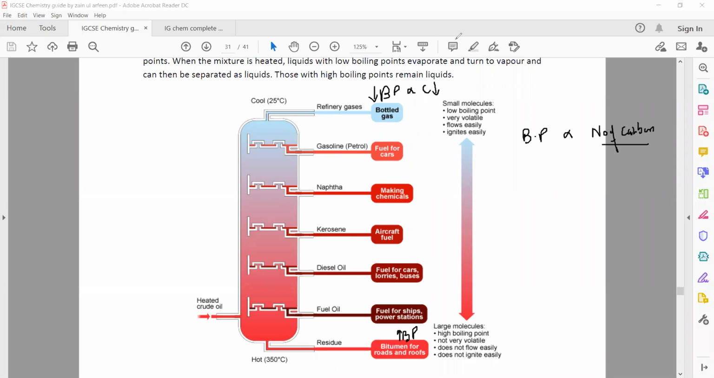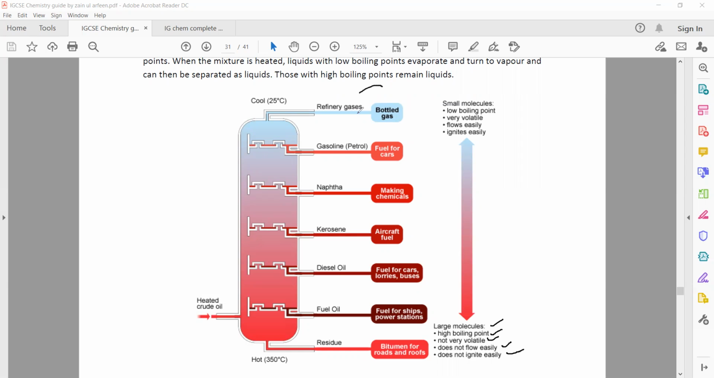When we compare the molecules, as we go down, we observe the molecule will be larger, the boiling point will be higher, and volatility decreases. What does volatility mean? If something can easily convert into vapor, we call that a volatile substance. So volatility decreases means it cannot easily convert into vapor. It does not flow easily. With a higher carbon number, the fraction becomes viscous, thick, and cannot flow easily, and does not ignite easily because a lot of carbon atoms are there. You need plenty of oxygen to burn them, so you cannot burn them easily.